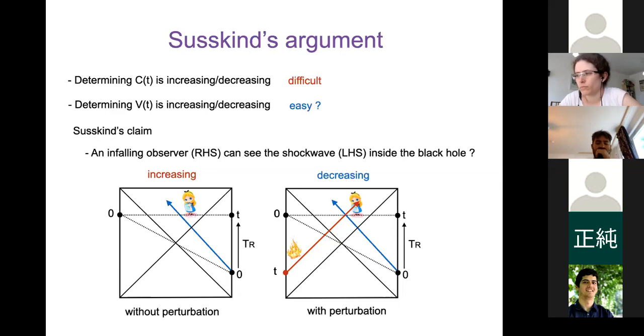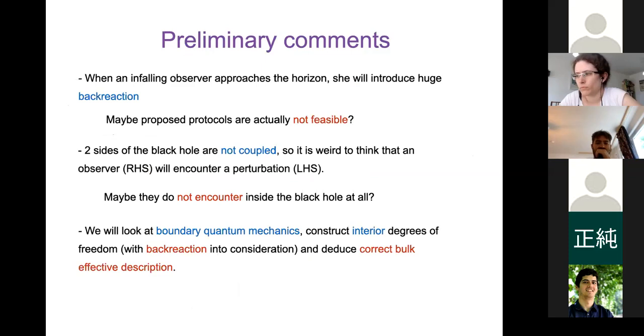Okay, so from the way I'm talking, people probably already noticed that I'm going to argue that the thesis is actually not violated. Instead, these protocols are actually not working. But before making serious arguments, I would like to give brief preliminary comments. First, when an observer approaches the horizon, she will of course introduce huge back reaction. Then it is a reasonable possibility to suspect that the proposed protocols may become invalid due to back reactions. And I will indeed argue that this is the case.